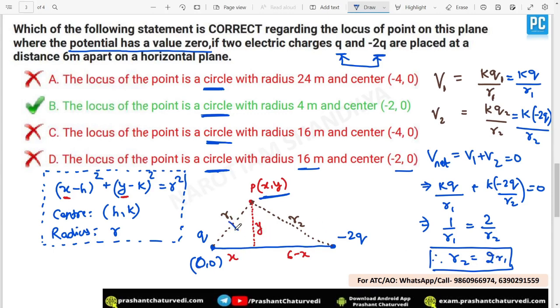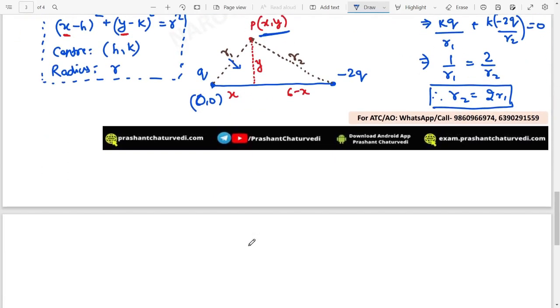You can relate r1 with x and y very easily by the Pythagoras theorem. That only I am doing right now. I will consider r1 square equal to x square plus y square, and r2 square equal to (6 minus x) whole square plus y square. Now, because we know the relation between R1 and R2, R2 is greater, so directly you can consider this as equation 2 or equation 3.